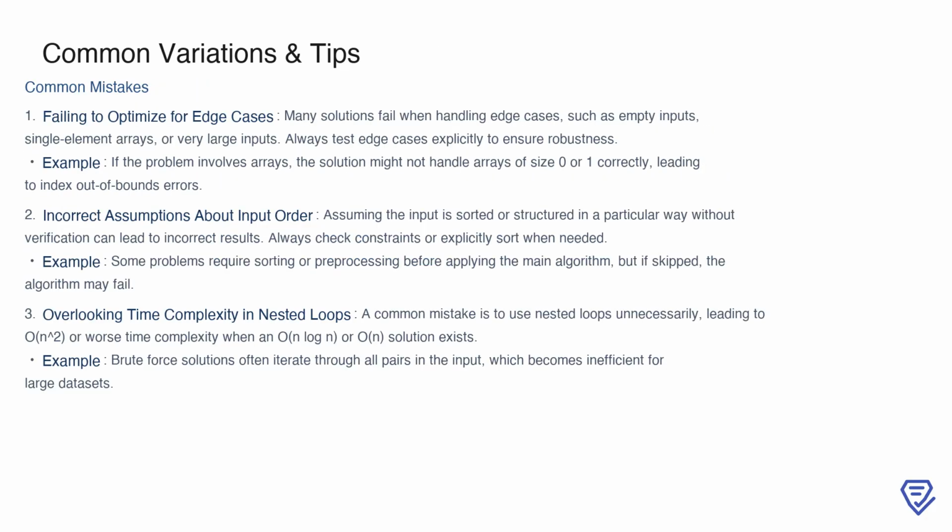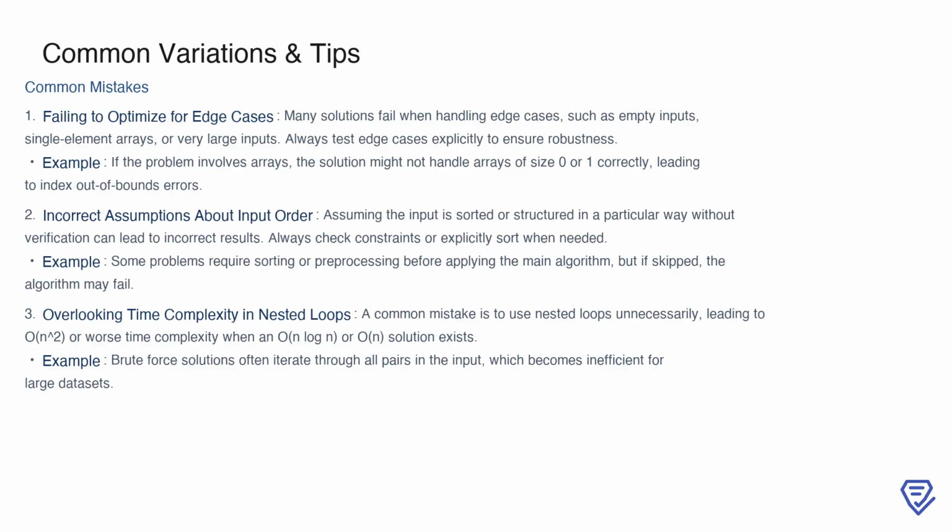In problem solving, there are a few common mistakes that can trip you up if you're not careful. First, failing to optimize for edge cases is a frequent issue. Edge cases include things like empty inputs, single-element arrays, or very large datasets. These scenarios often reveal hidden bugs, such as index out-of-bounds errors when handling arrays of size 0 or 1. Testing these explicitly is critical to ensure your solution is robust.